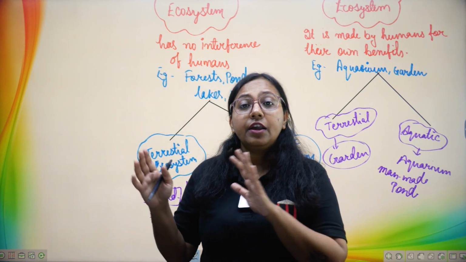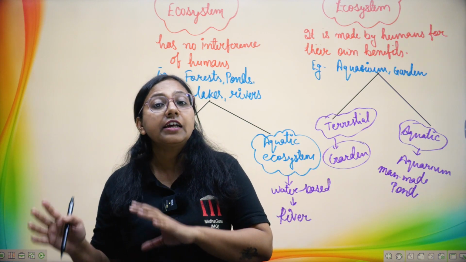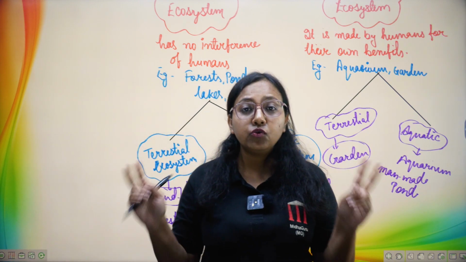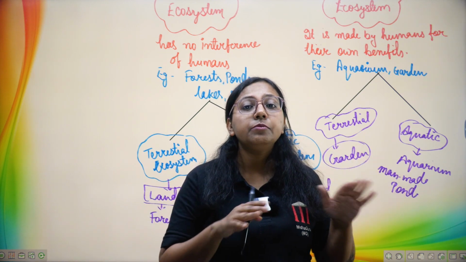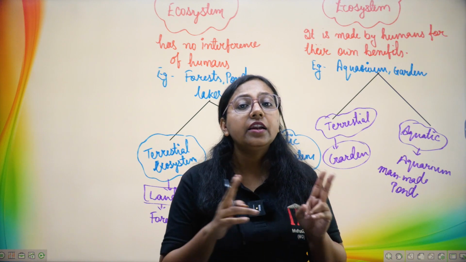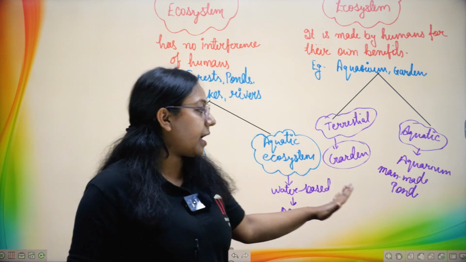Now the artificial and natural ecosystems are also further classified into two sections. First is terrestrial. Terrestrial means on land, and then comes aquatic. Aquatic means water based. So these are the examples as well.